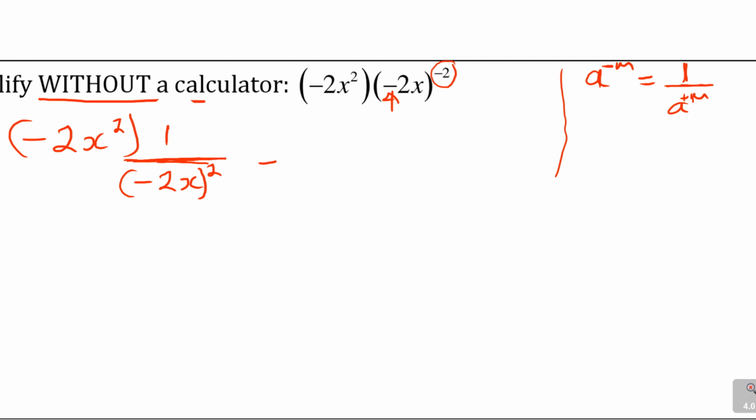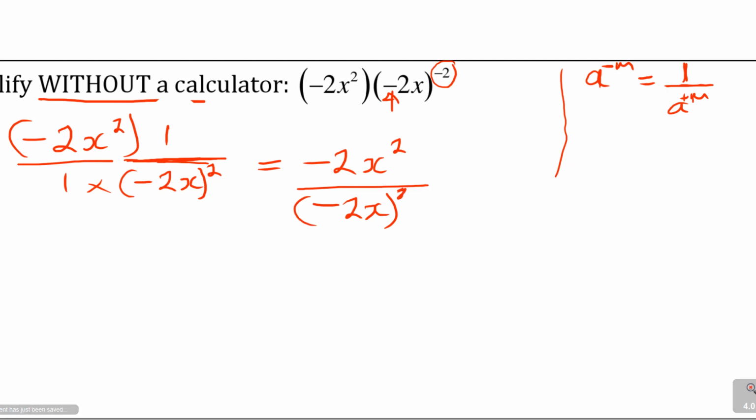But if you are writing it properly, this is like over 1. You'll be having minus 2x squared over, because this is times also, minus 2x bracket squared. See, that's what you're having, which is equal to, you see, you can continue now. Ask yourself, what is this squared?